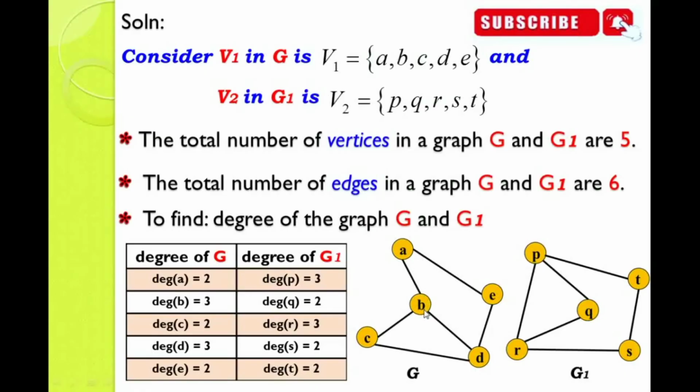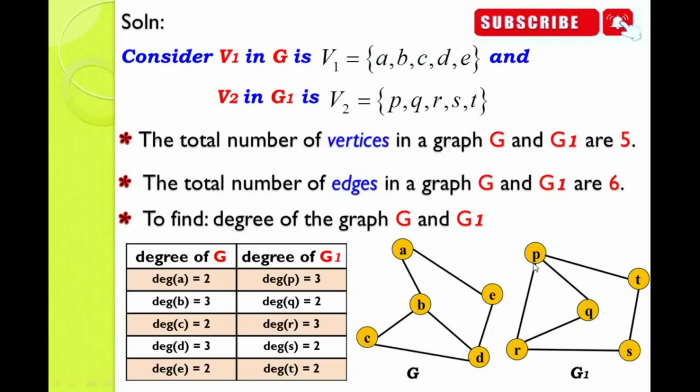What is the degree of B? Vertex B has 3 edges. Therefore the degree of B is 3. Similarly, C has 2 edges, so the degree of C is 2. Degree of D is 3. Degree of E is 2. Similarly, we find the degree of all vertices in G1.